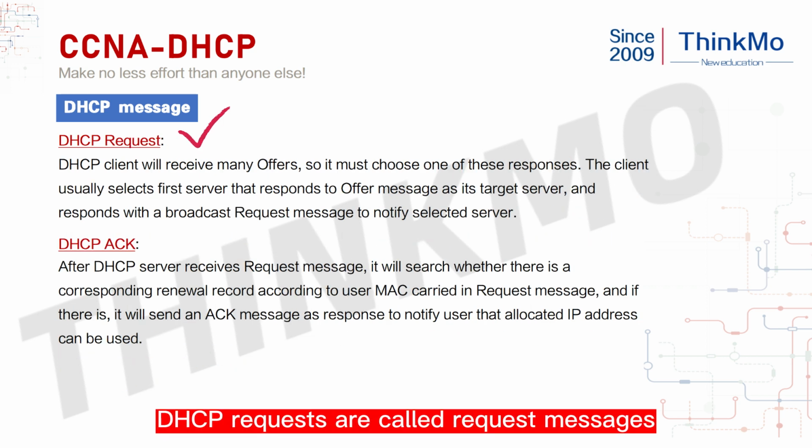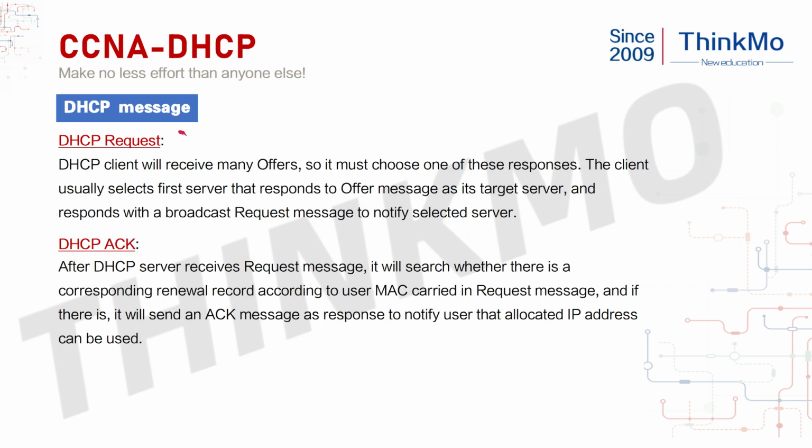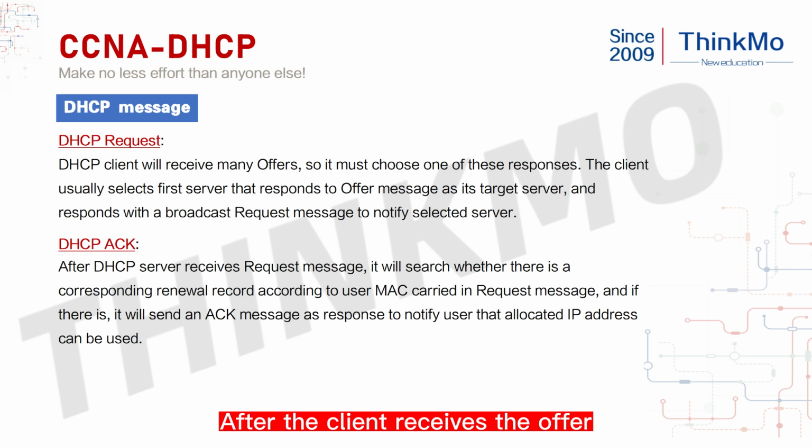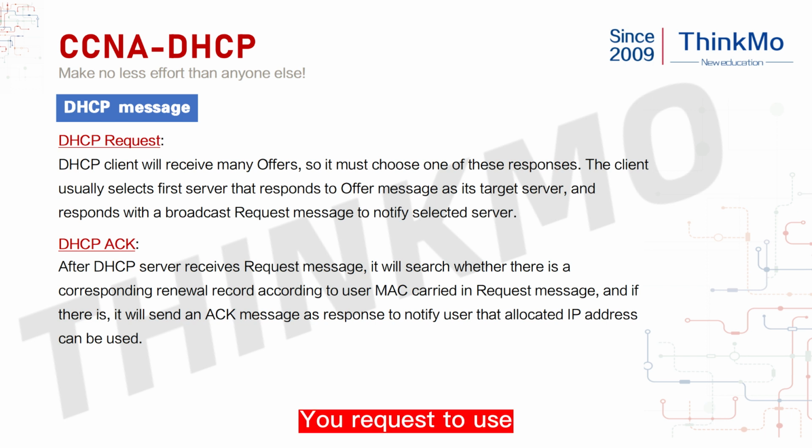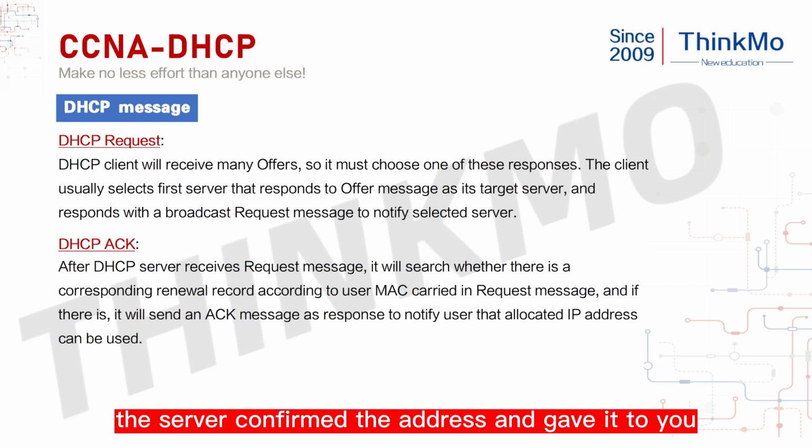DHCP requests are called request messages. After the client receives the offer, it asks to use the address. Then there are DHCP ACK messages, the DHCP acknowledgement message. You request to use the address, and the server confirms it and gives it to you.